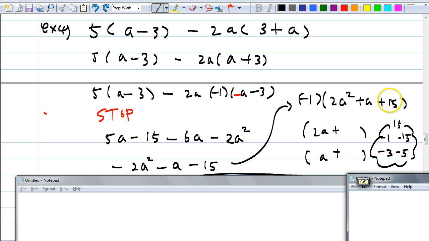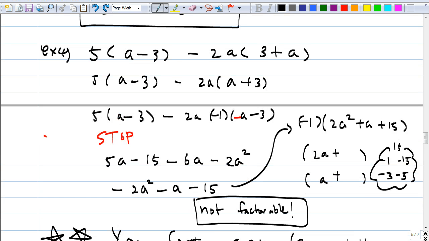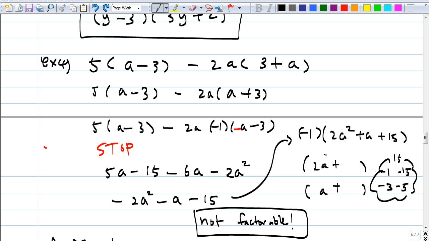But by the way, I'm not even going to try positive, because if I try positive, there's no way I'm going to get this equal to 1a. Even negatives. If I try negative, then it's going to be negative in the middle. So is it going to work at all? No, it's not going to work. Guess what? This is prime, not factorable. Okay? Does that make sense?